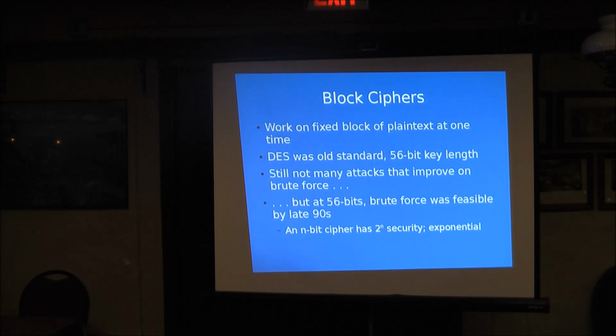It should be noted here, if you have an n-bit cipher, it's 2 to the n security, so it's exponential. A 112-bit block cipher is not double the security of a 56-bit block cipher. It's exponentially more. Going from 56 to 57 bits is doubling it.